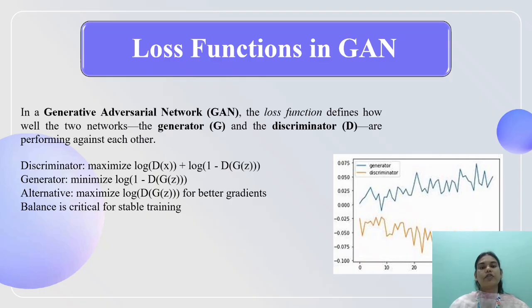Here the probability of D of x equals 1 when the data is real, and the probability of D of G of z is 0 when the data is fake. And the generator tries to minimize this, so fake data looks more real. If the probability of D of G of z equals 1, then fake data looks more real.